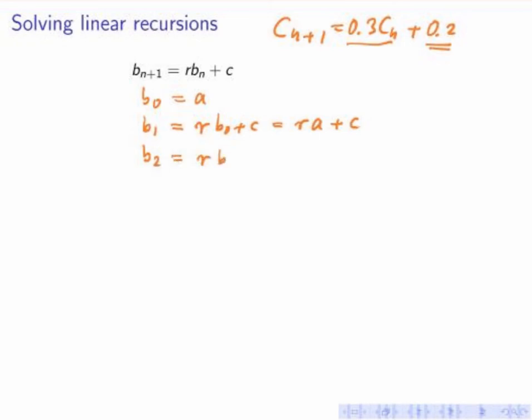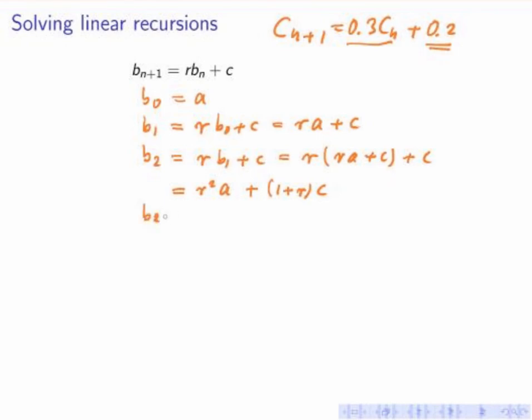This is RB1 plus C, which then, replacing B1 with RA plus C and multiplying this out, we get R squared A. And here we get an RC term and a C term, and I can write this as 1 plus R times C.